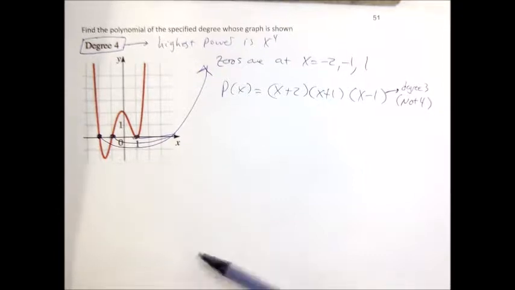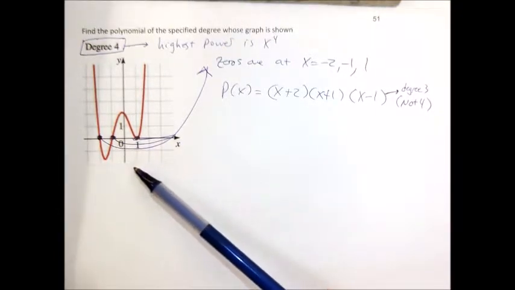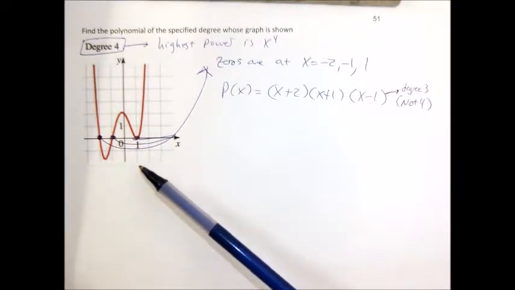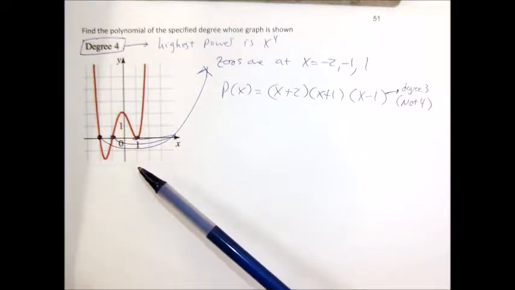Is there anything about this graph, something to do with the graph, and one of those roots is different than the other two?